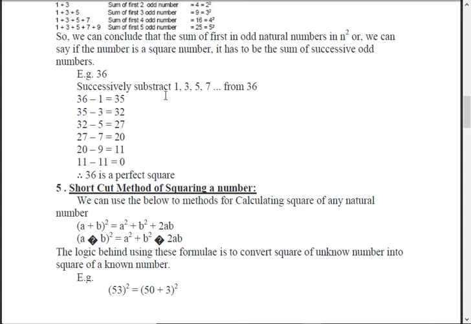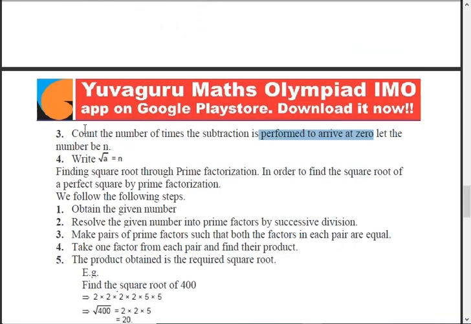Now let's say 25. How many times will you do it? 25 minus 1, minus 3. To come up to 0, you will do it 5 times. So 5 is the square root of 25. So that is the meaning of all this.